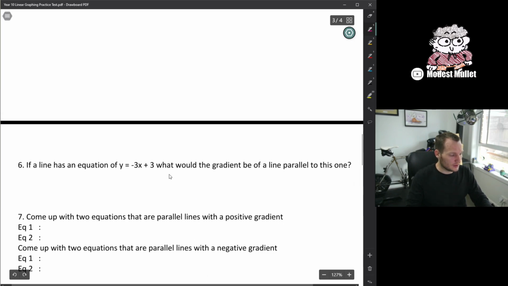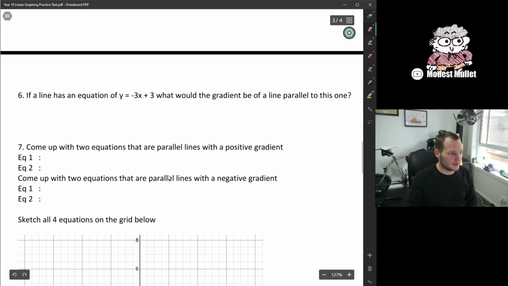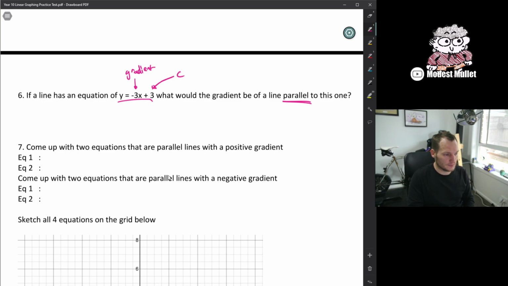Now, question 6 is about parallel lines. If a line has an equation y equals -3x plus 3, what would be the gradient of the line parallel to this one? So this question has 2 parts. Being able to read the parts of an equation and then recognizing what's important about 2 parallel lines. Straight off the bat, that's my gradient. And that's my c value or y-intercept.